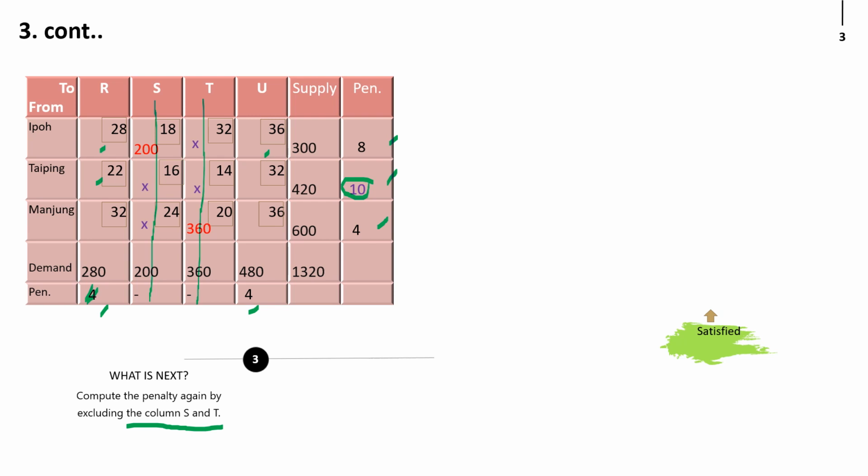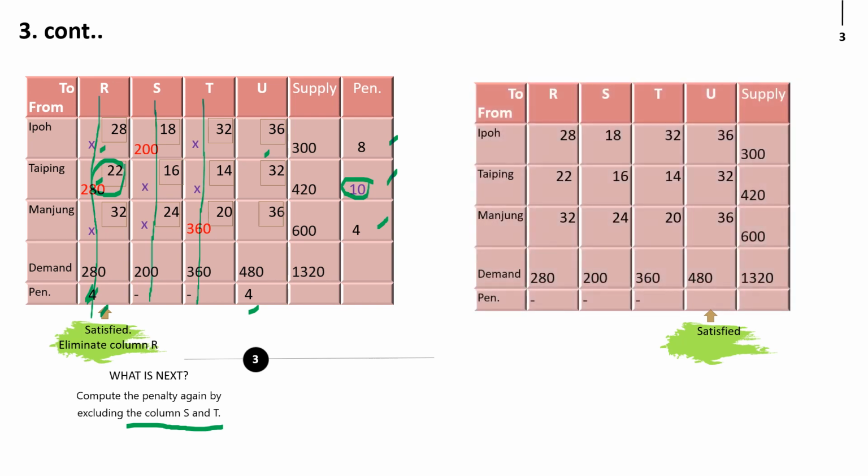Then we should choose the lowest cost in row typing, which is 22. For column R, the demand is 280 and the typing supply is 420, meaning that we can put 280 here. By doing this, column R is satisfied. Then we repeat the same method again.